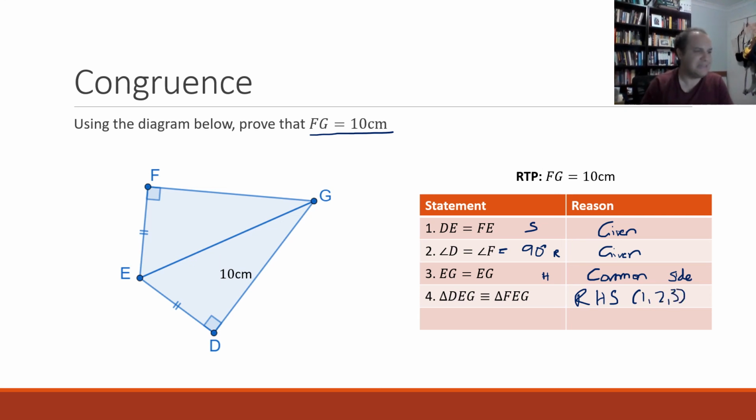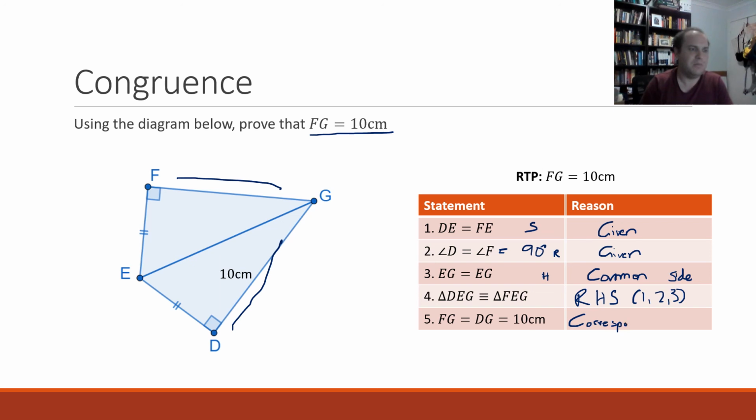And now with that, we can actually say that DG must then be the same as FG. And if those sides are the same, then they must both be 10 centimeters. Because remember, for congruent triangles, corresponding sides are equal. So we can just write in here, they are corresponding sides, and because we proved congruency in step 4, that means they must be equal. So QED, it has been proven.